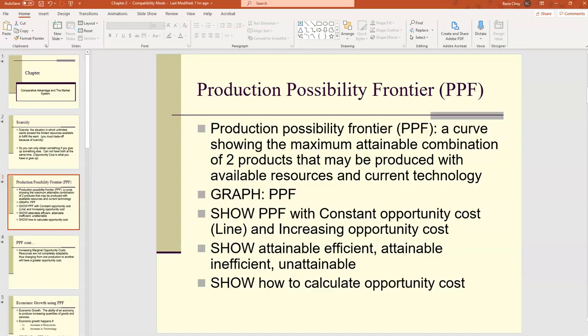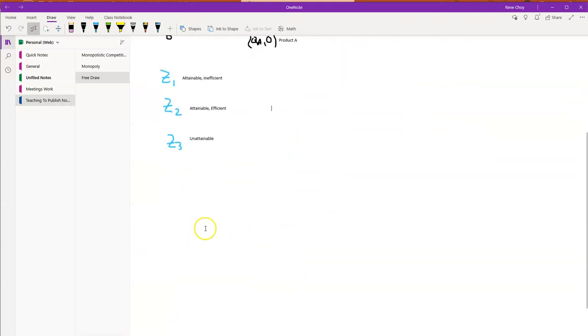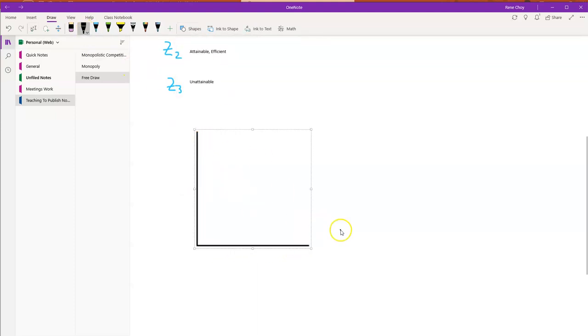All right, so let's take this model a little farther. First of all, let's learn how to calculate opportunity cost. So let's say I have here my quantity of A that I can produce, my quantity of B, and my production possibility frontier. Now let's say that this maximum point over here is 200, and the maximum point over here is 100.